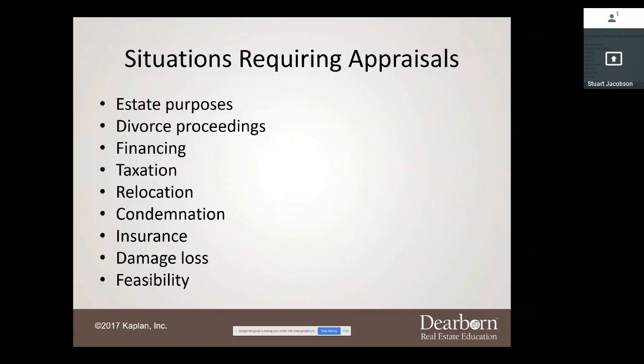So let's talk about the times that we would actually be using an appraisal. So estates require appraisals all the time. Divorce proceedings, if you're financing, okay, as far as refinancing, taking out a mortgage, things of that nature, okay? Taxation, relocation. Relocation companies sometimes ask for an appraisal. Condemnation. So we know that condemnation is the process in which the government takes back a property through eminent domain. So condemnation, they have to give fair market value. Insurance, damage, loss, and feasibility are also other situations that would potentially require an appraisal. Okay?